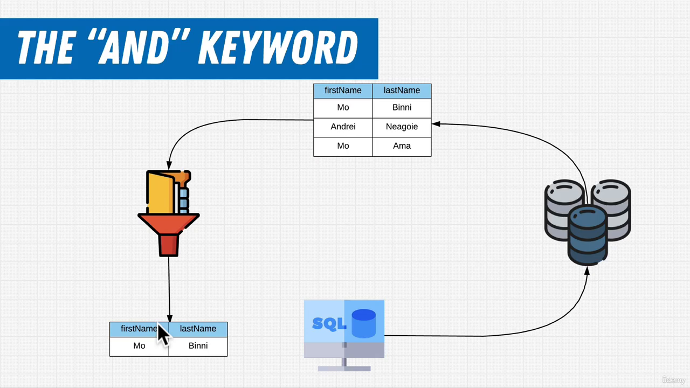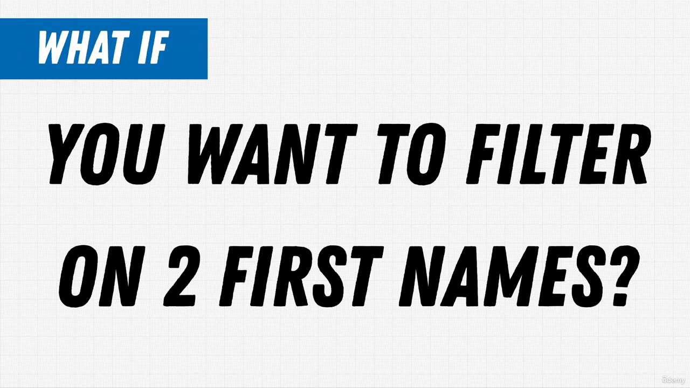Now, that said, I can hear you say, Mo, I got this. I know what the AND keyword does. Great. That means we can move on and we can look at something more complicated. What if you want to filter on 2 first names? Well, you want to say first name is equal to Mo, or first name is equal to someone else's first name. You want to filter on both Mo and Andre. Let's go try something out here.